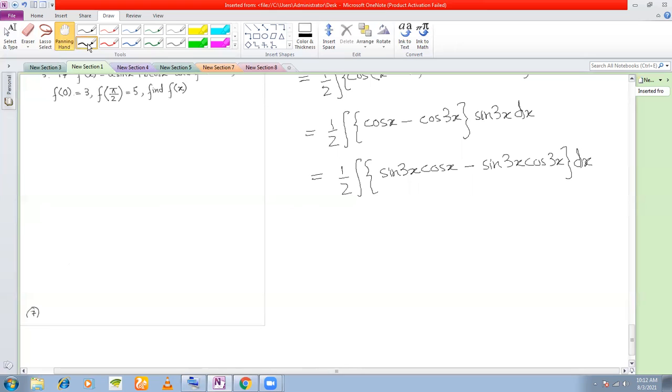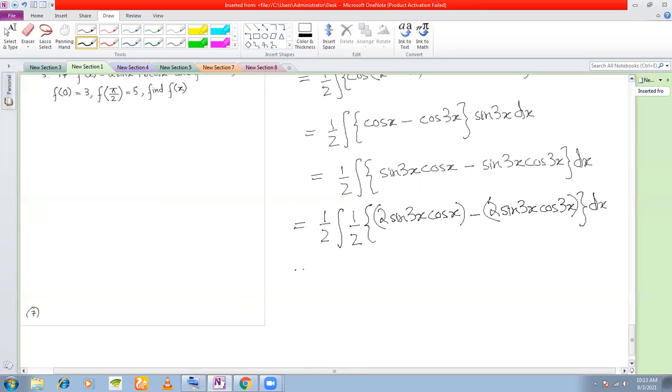Now again, you see you have a product of two trigonometric functions. So what you do is you take half here and you take half here. You have 2 sine 3x cos x minus 2 sine 3x cos 3x dx. So now you take the half out. So you get half into half outside the integral. Inside the integral, you have 2 sine 3x cos 3x.